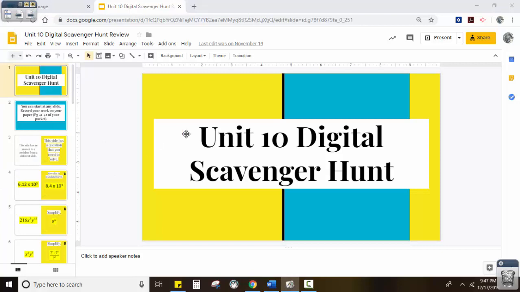You can leave it on this mode. You don't need to have it on present mode. It's actually probably going to be easier if you leave it on the view mode here. So I'll go over a couple directions and then I'll give you some examples to get you started, because this is an activity that we haven't done like this before digitally, although we have done ones where we walk around the room and look for the correct answers.